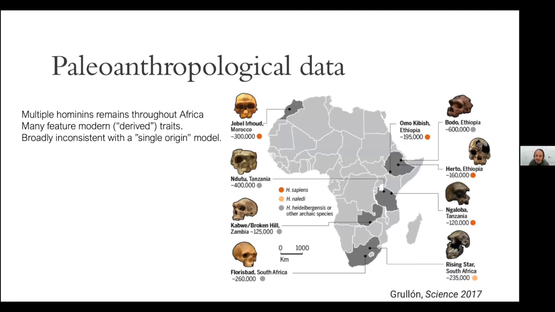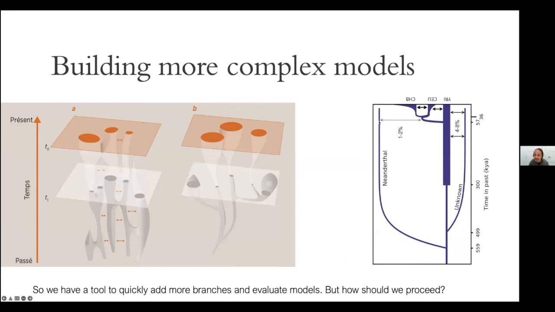Who could this archaic branch be? Because it's very relevant for early human evolution. Okay, now I've built a slightly more complex model here, right? In the sense that I've added one branch to this Out of Africa model, and it explains the data better.